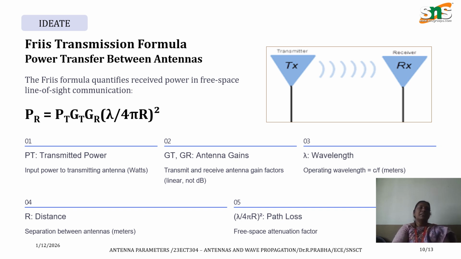Here PT is the transmitted power, which is the input power given to the transmitting antenna in watts, and GT and GR are antenna gains in decibels. Lambda is the operating wavelength, C by F, where C is the velocity of light and F is the frequency of operation of the antenna. The distance of separation between the antennas is R, and the path loss is given by lambda by 4 pi R, the whole square.